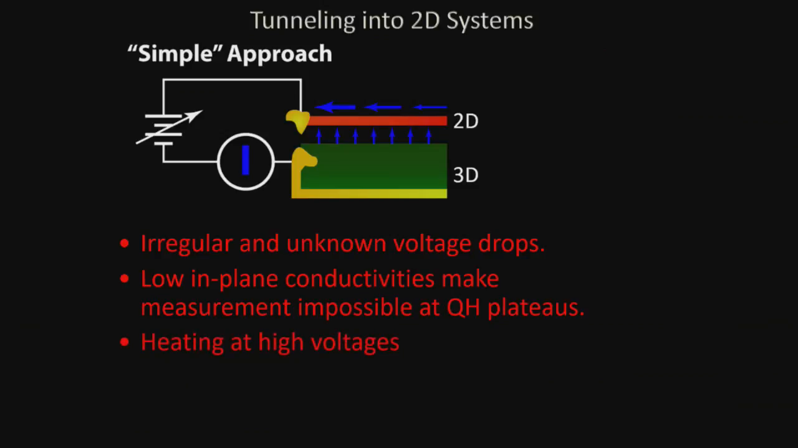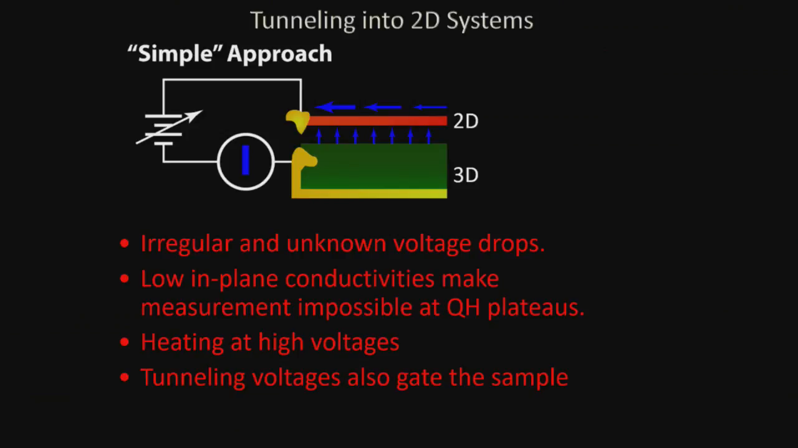And in addition to this in-plane conductivity issue, when you try to look at high energy, then you have giant heating. The reason is that you have continuous voltage and continuous current that goes into this system. Finally, when you apply a voltage for tunneling, you are gating the system at the same time. This means that it is difficult to precisely maintain the density of the 2D system, particularly at high energy.